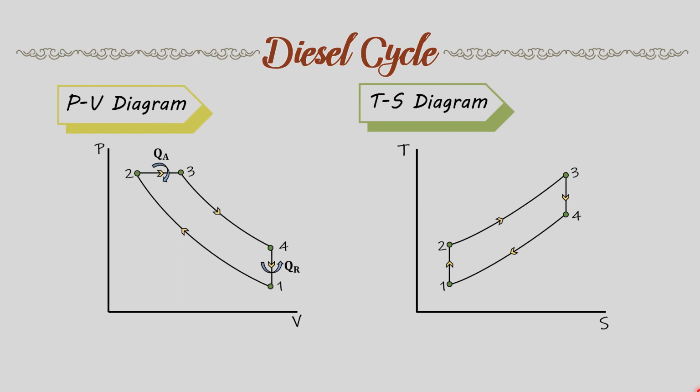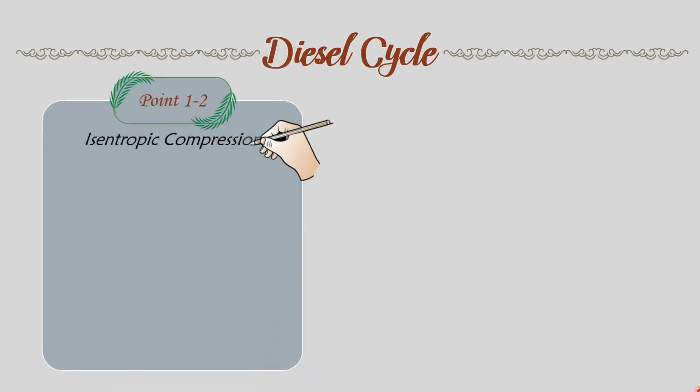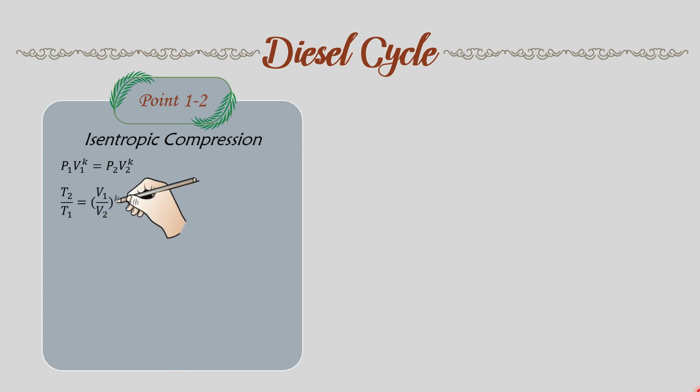Let's move on to the formulas and their derivations so we can have a deeper understanding of the cycle. Point 1 to 2 is the isentropic compression process. We can say that S1 equals S2, or P1 V1 raised to K equals P2 V2 raised to K. And we know that its simplified equation is T2 over T1 equals V1 over V2 raised to K minus 1, which equals P2 over P1 raised to K minus 1 over K.